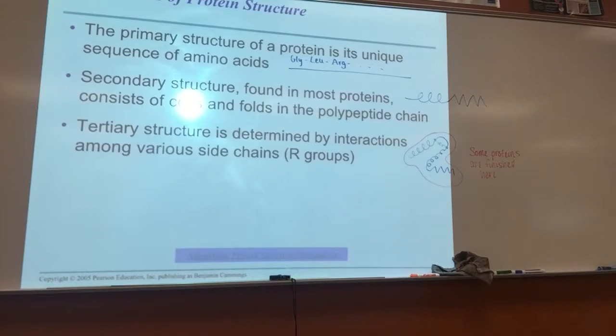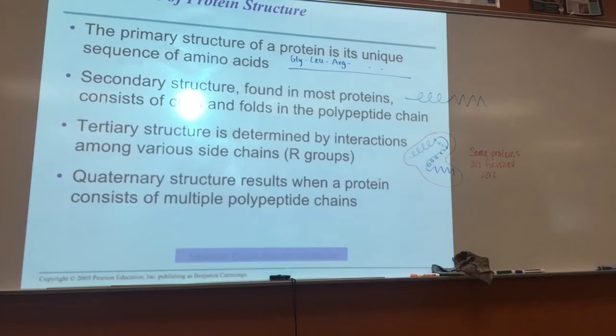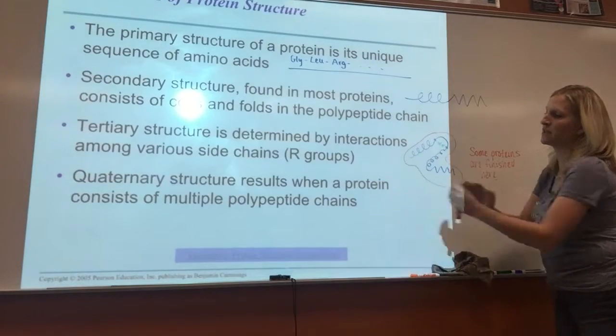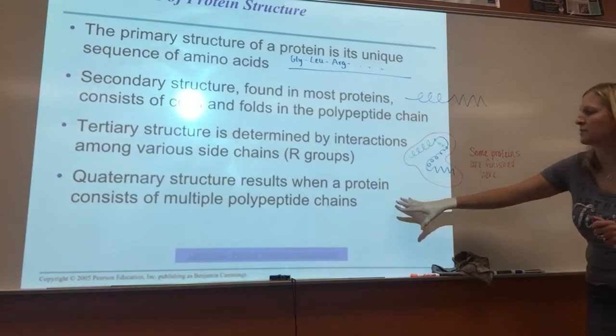Some proteins, as we talked about yesterday, are more than one polypeptide chain. This is one polypeptide chain. That's true for proteins that exhibit what's called the quaternary structure. Quaternary means four, so we don't stop here for this.